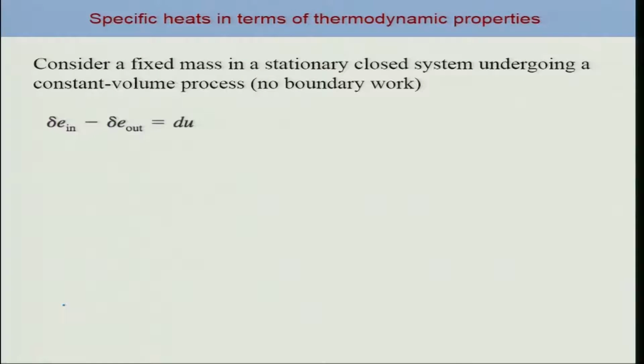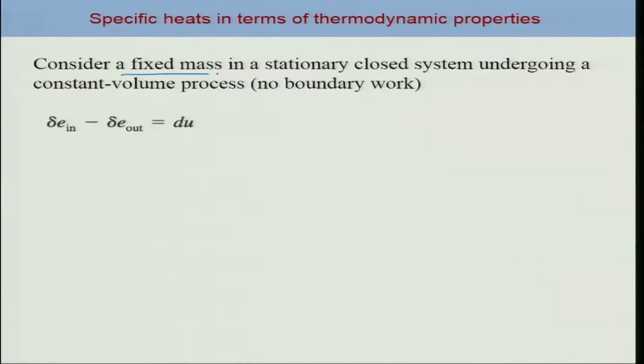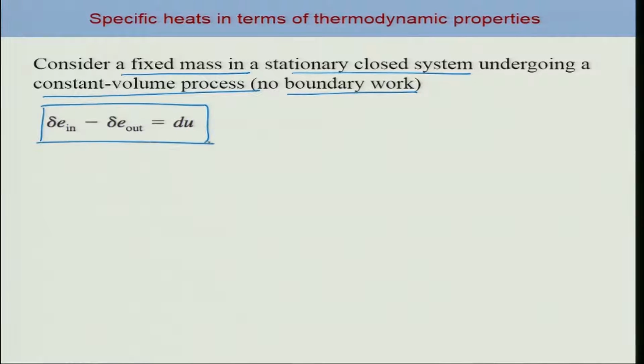So let's now try to connect this Cp and Cv in terms of thermodynamic parameters. We can consider a fixed mass in a stationary closed system undergoing a constant volume process. Which means there is no boundary work. So you can come up with the energy balance. So this is your energy balance. Now this is nothing but the net energy transfer to the system.